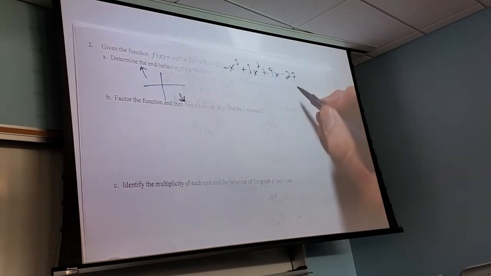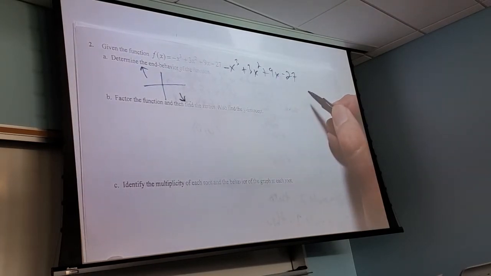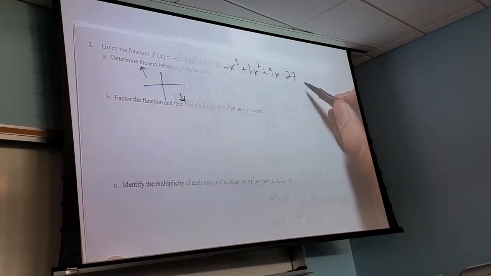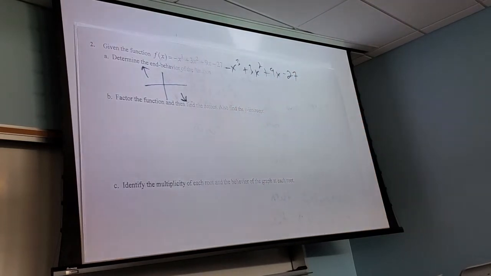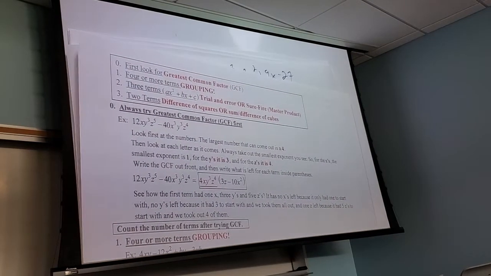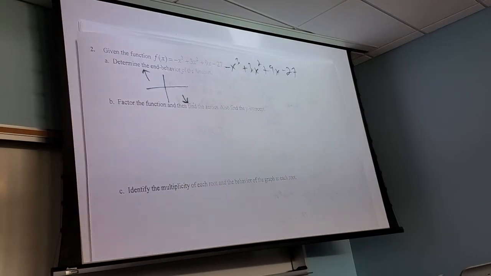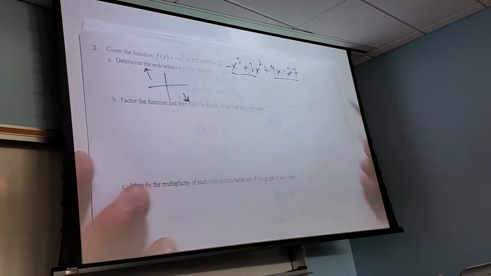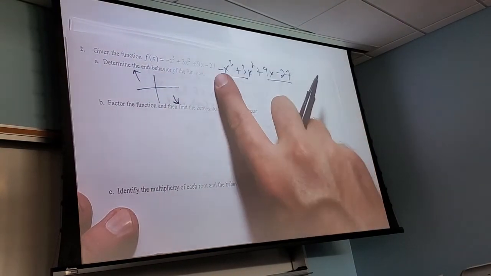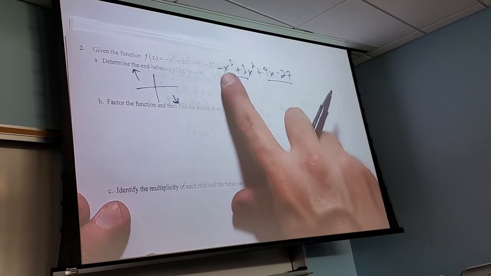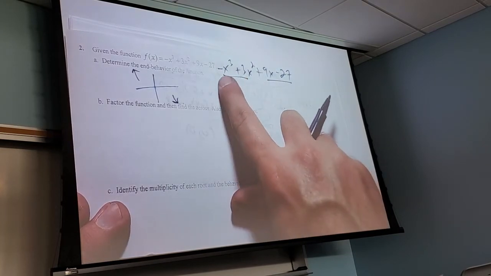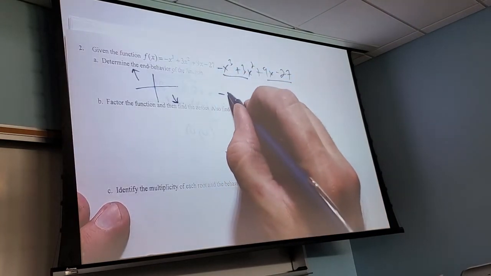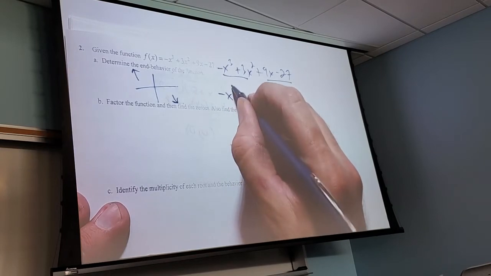How do I factor this weird dude? How many terms are there? 4. So what do I do when I see 4 terms? Grouping. Yeah. Grouping. Now we got to be kind of smart about this. That negative out there is going to screw us up. So what can I take out of these 2 things? Good. How many x's? 2.